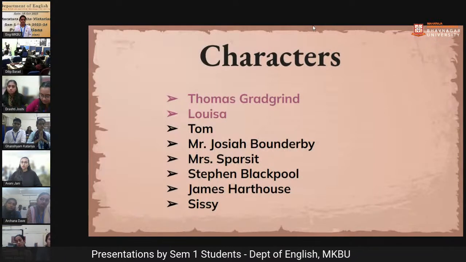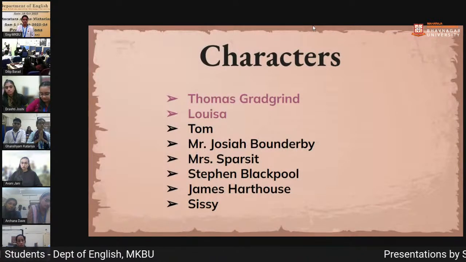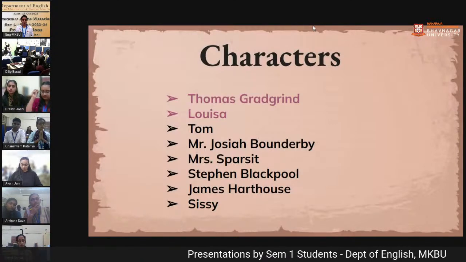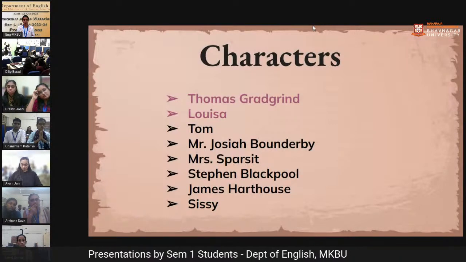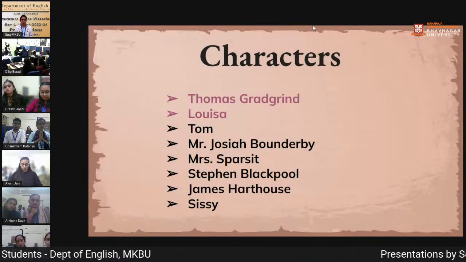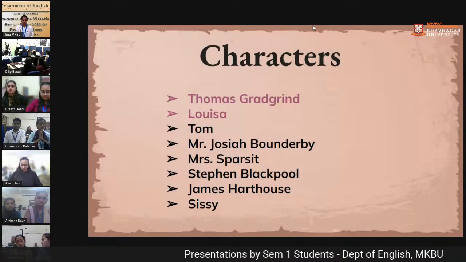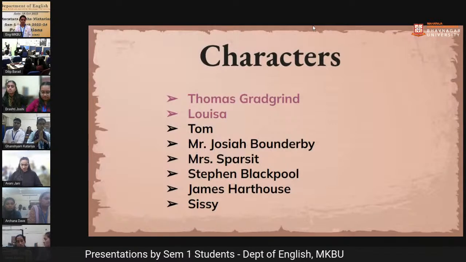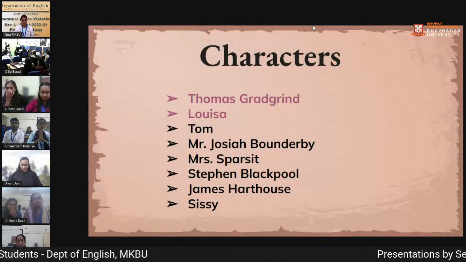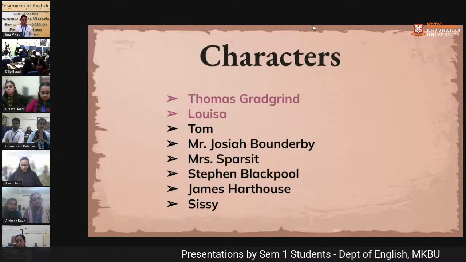Mrs. Sparsit, she was a widow woman. She lived with Mr. Bounderby. Stephen Blackpool, he was a laborer. James Harthouse, he was a friend of Thomas Gradgrind. Sissy, she was the student of Thomas Gradgrind.